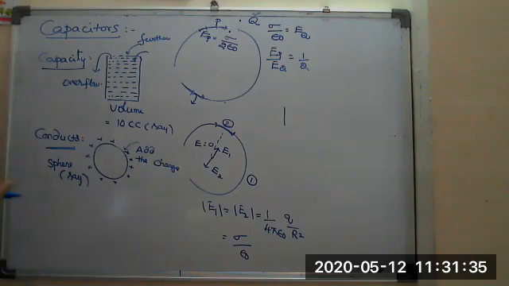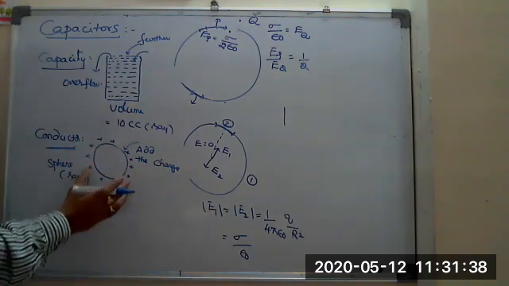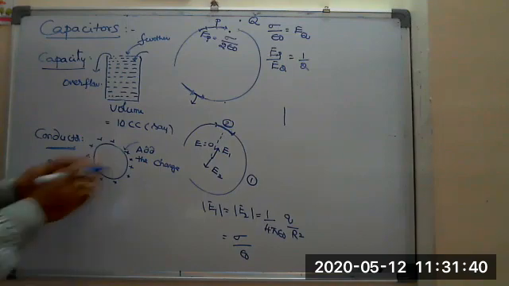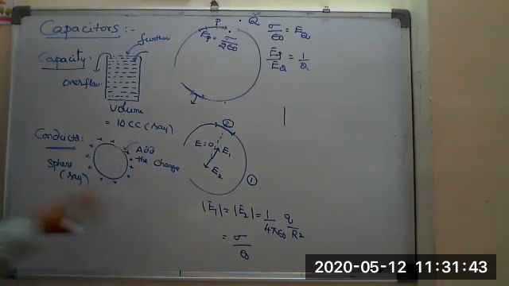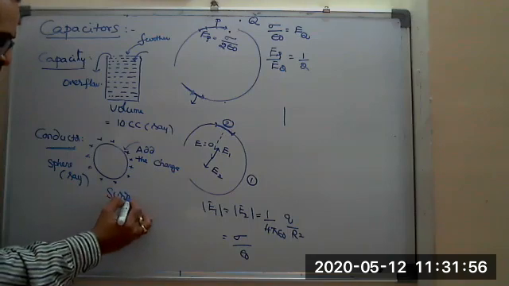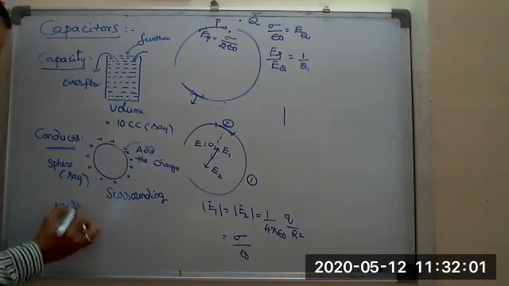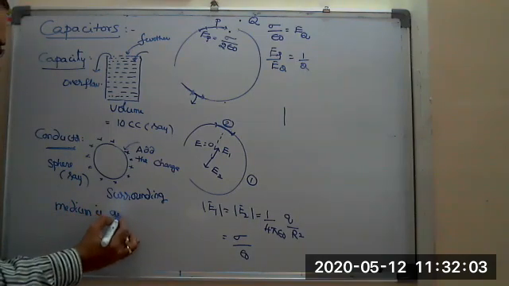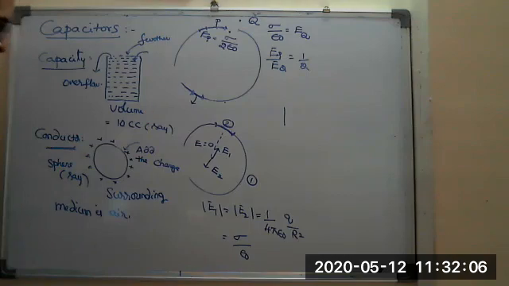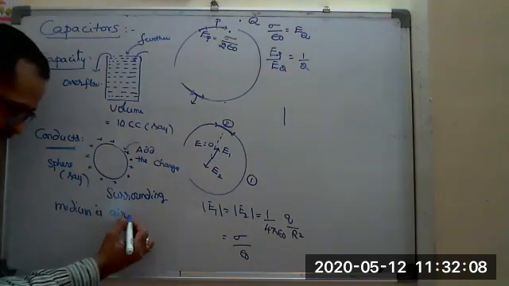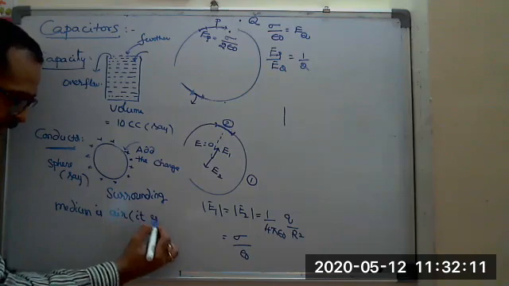Now my question is, whatever charge you are adding to the surface, why is it not leaking into the surrounding medium? If I ask this question, you can say, sir, generally the surrounding medium we take is air. Air is not a conductor, sir. It is an insulator.